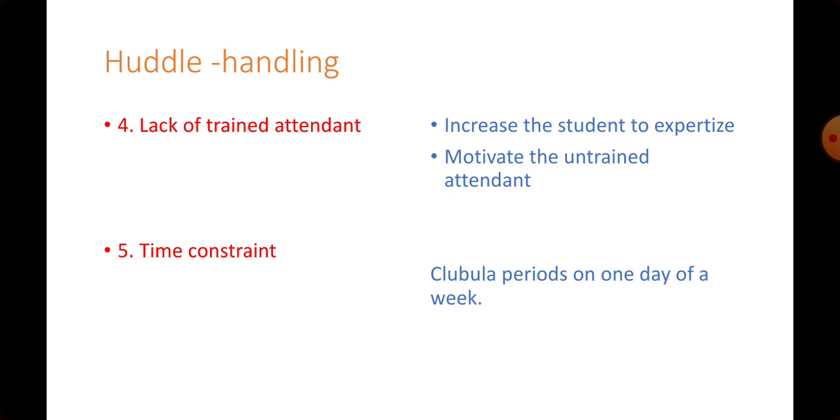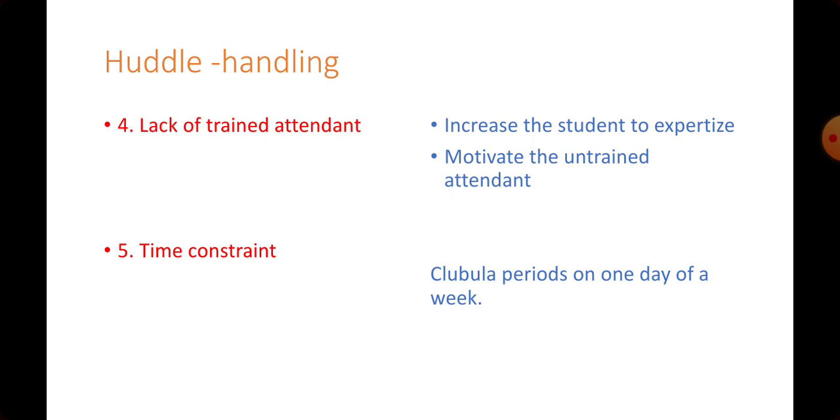Then how do we encounter this problem? We have to encourage students to become expert in the activity first. If the attendant is not there in the laboratory, select a student who is expert in the subject compared to his friends. We should identify the brilliant student in the class and make him an expert in the activity to guide and assist the children in the classroom or laboratory. And if there is a person who is not trained, then we have to motivate the untrained attendant to explore through our training. This is the way we can encounter the problem of lack of a trained attendant.